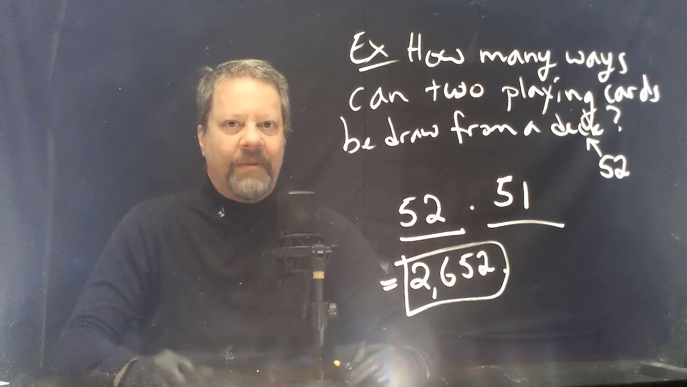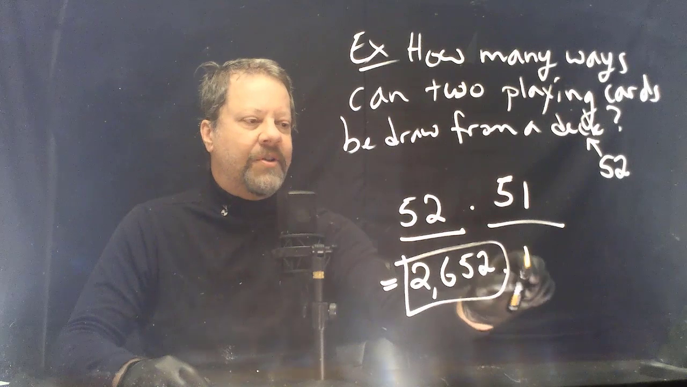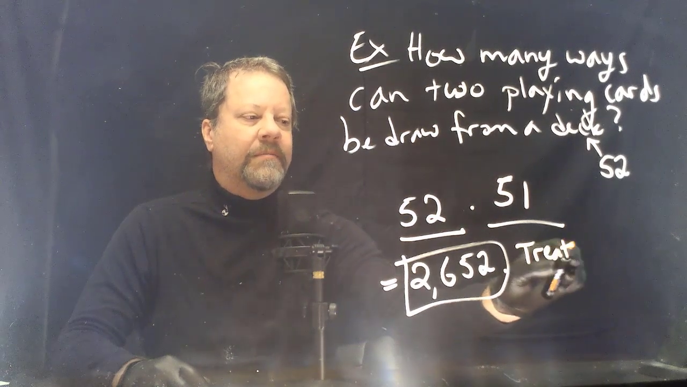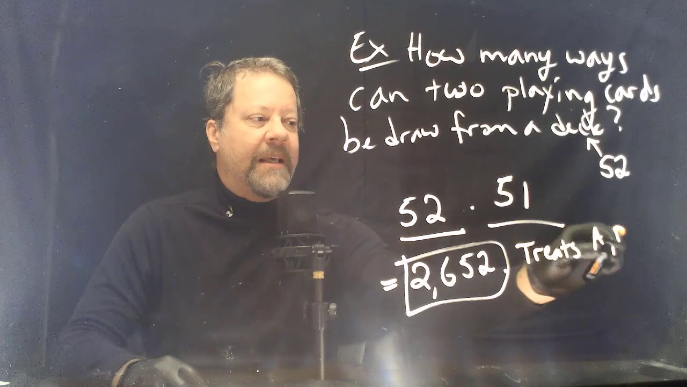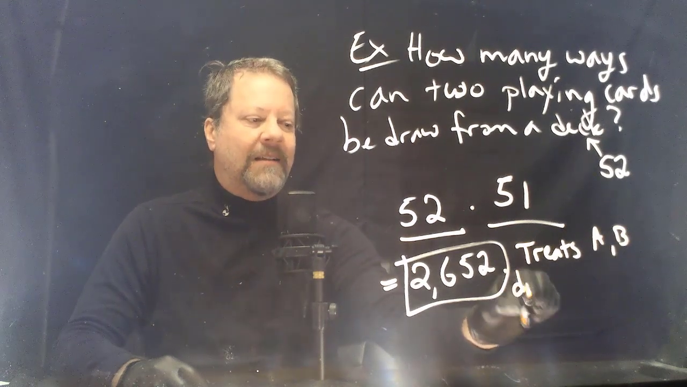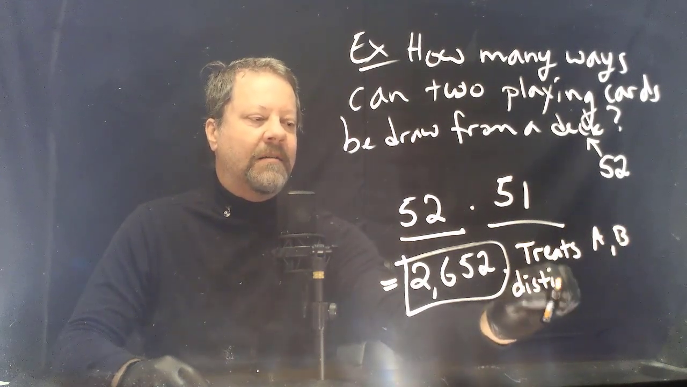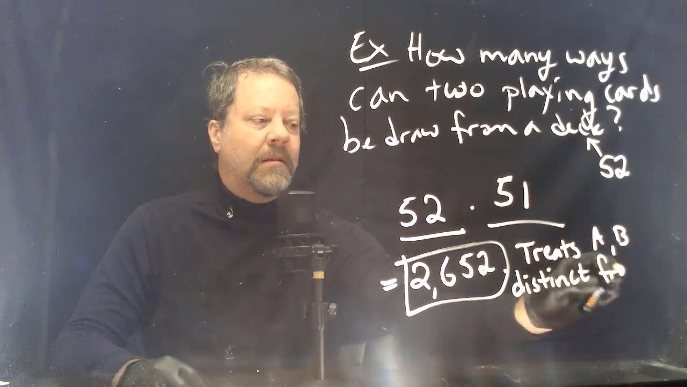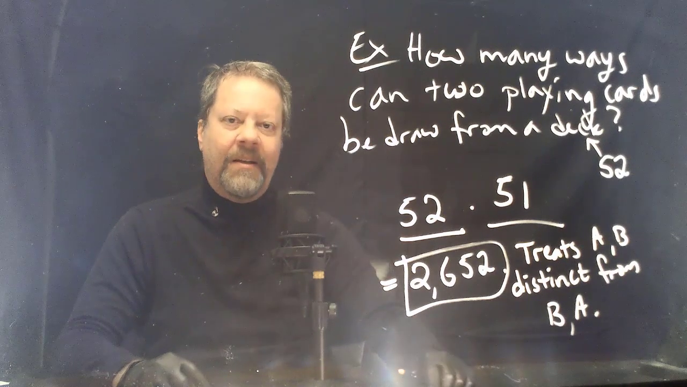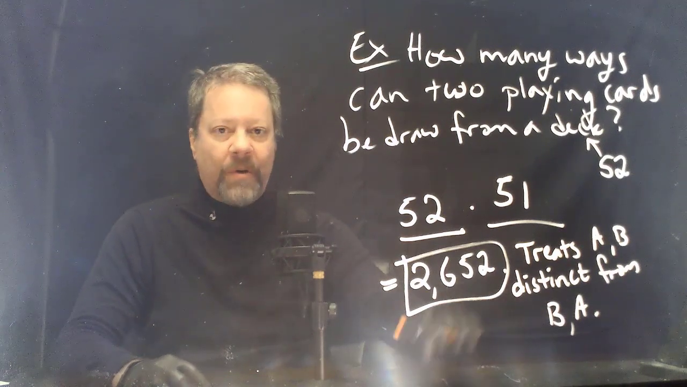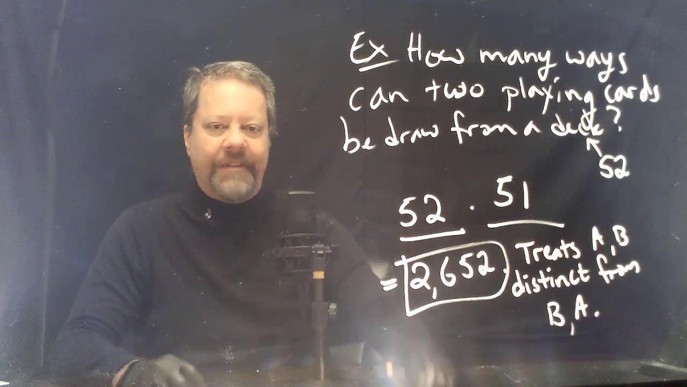One thing we should be careful about is this treats, say, card A and then card B as distinct from card B and then card A. So if you don't distinguish between the order in which the cards are received, then you'd have to divide this number by 2.